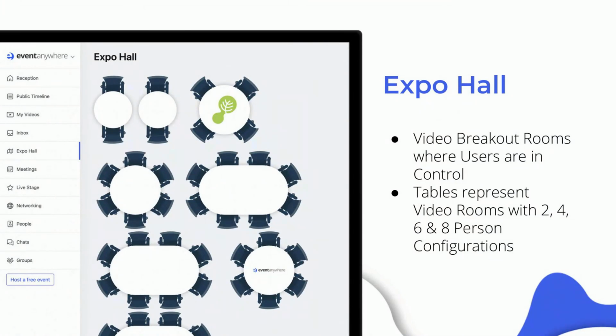Now we'll look at the Expo hall where you can brand up virtual booths and tables. Each table is in effect a video breakout room, and you can have tables with 2 chairs, 4 chairs, 6 and 8. The number of chairs depicts the number of people that can enter a video room.